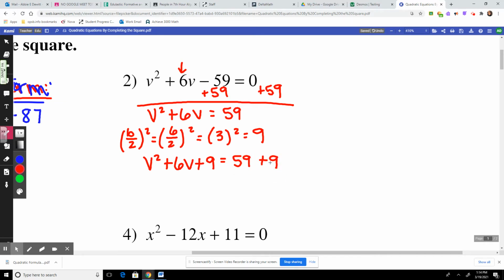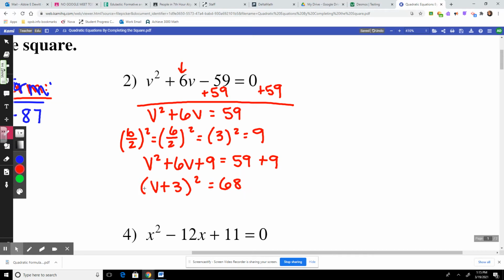Don't forget to add your value to both sides. A common mistake is students write the value and make the perfect trinomial, but then you forget to add the 9 to the right side. Okay, so v squared plus 6v plus 9. What's the square root of 9? The square root of 9 is positive or negative 3. I need the positive 3 because 3 plus 3 is 6. So v plus 3 squared equals 68.